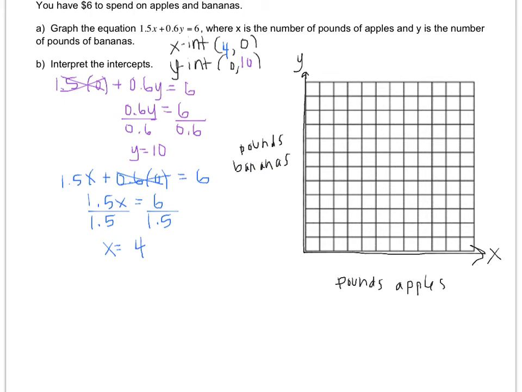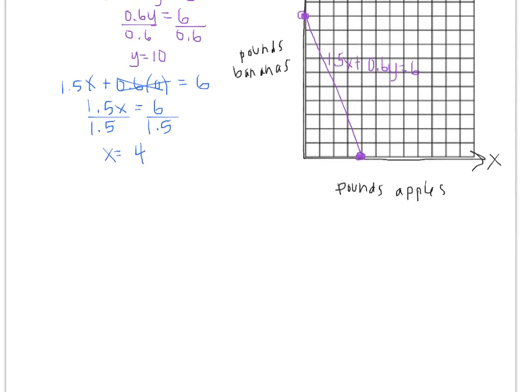So I will plot (4, 0) and (0, 10). Now remember, don't put arrow tips because it doesn't extend into the negatives. And last thing, 1.5x + 0.6y = 6. Make sure you label. And part B, last part, asks me to interpret the intercepts.